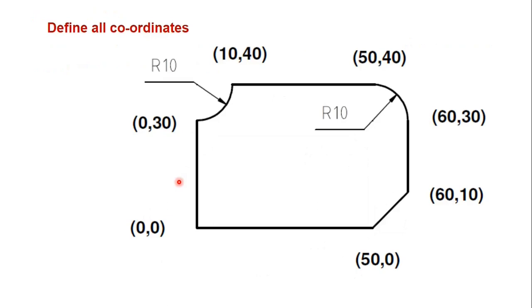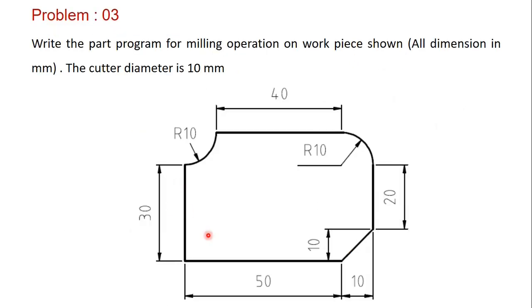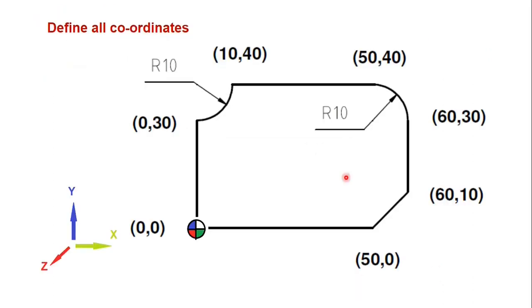Define the coordinates. Here you can see in the figure they have given just the dimensions, so we have to define the coordinates. First we have to define my 0 on the workpiece, then define with respect to that 0 the coordinates at the main points. So this is one of the main points, 50 50, this is 60 10, 60 30, 50 40, 10 40, 0 30. So all the important coordinates I have defined on the workpiece. Now let's start the program.